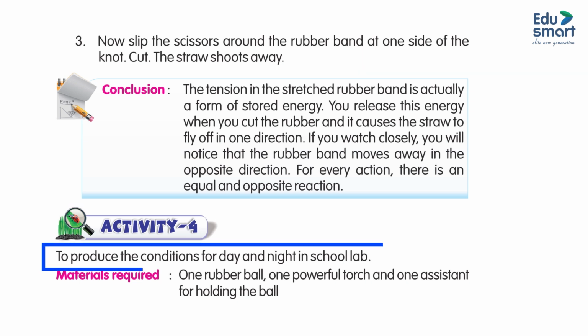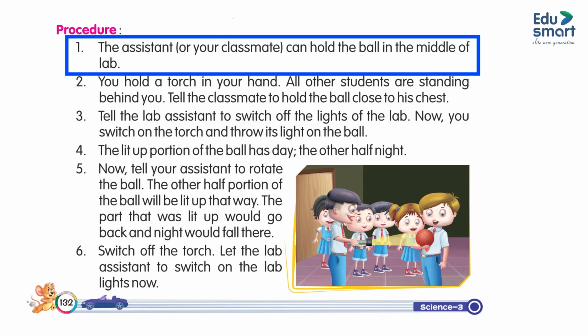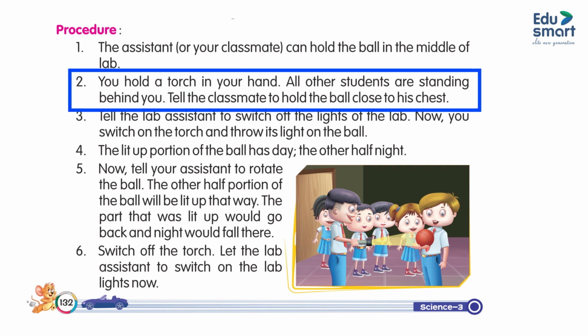Activity 4. To produce the conditions for day and night in school lab. Materials required. 1 rubber ball, 1 powerful torch and 1 assistant for holding the ball. Procedure. 1. The assistant or your classmate can hold the ball in the middle of the lab. 2. You hold a torch in your hand.